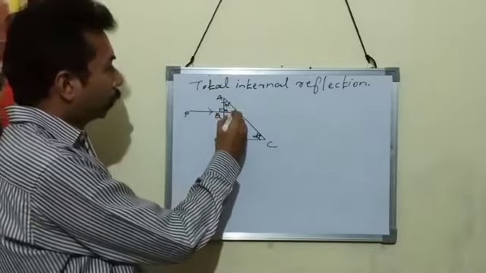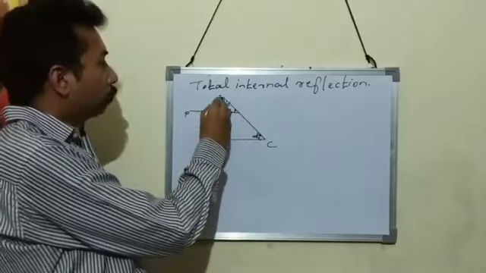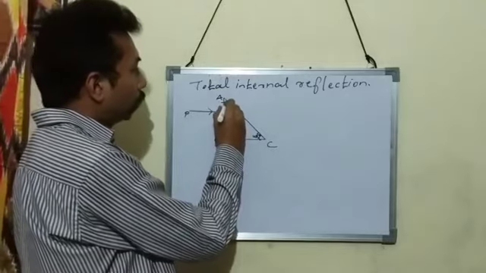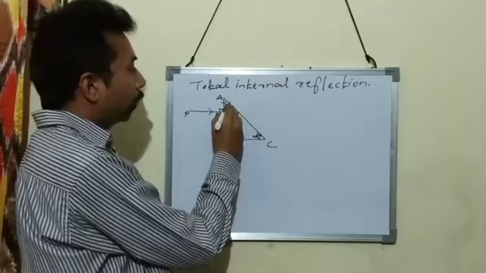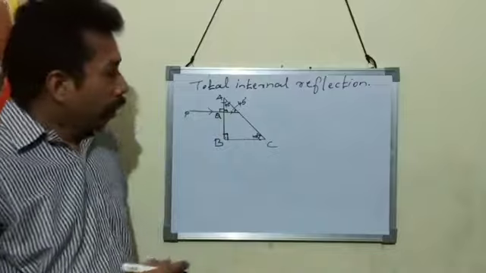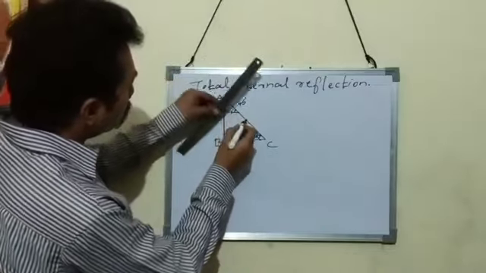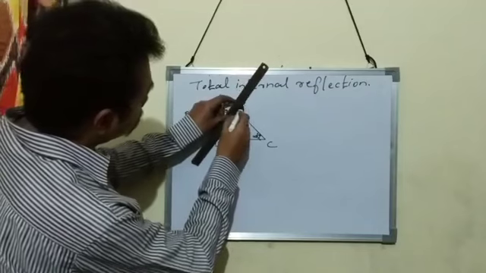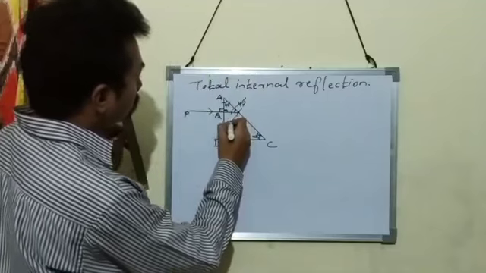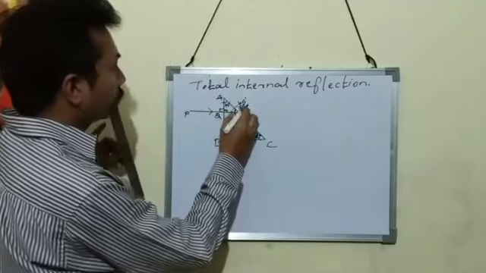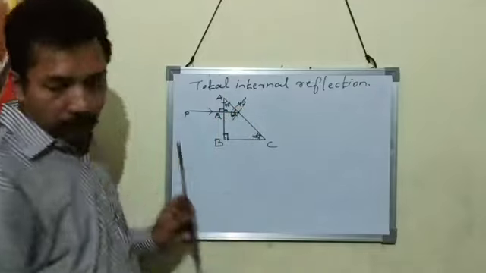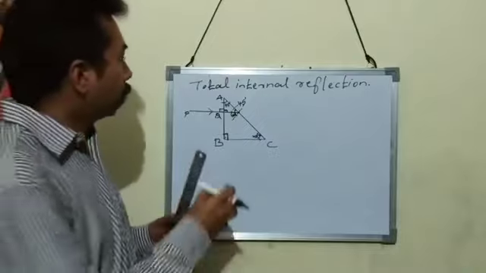Now what is the magnitude of this angle? In this small triangle we apply the angle sum property. This is 90, this is 45. So this angle is 180 minus (90 plus 45), which is equal to 45 degrees. Now we draw a normal at the point of incidence. So the angle of incidence is equal to 90 minus 45, which is equal to 45 degrees.